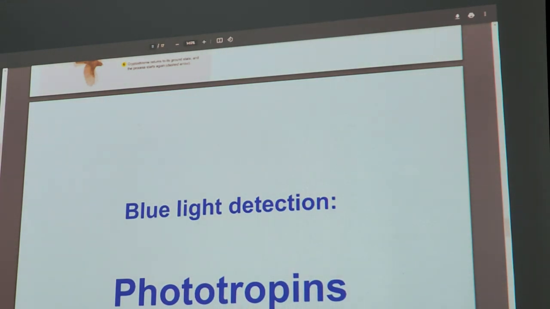Question? Good? Not good? Want to be birds now? Okay, so let's go to phototropin now. Also a photoreceptor. Actually, this should be your homework.